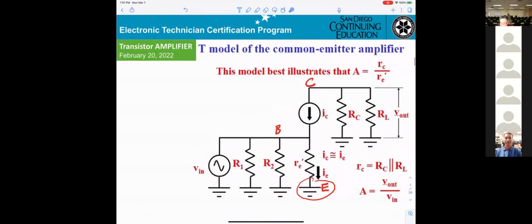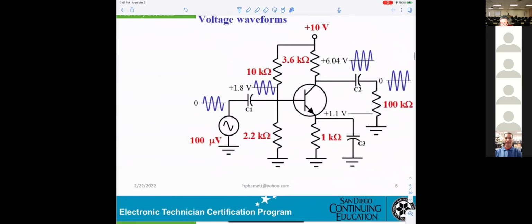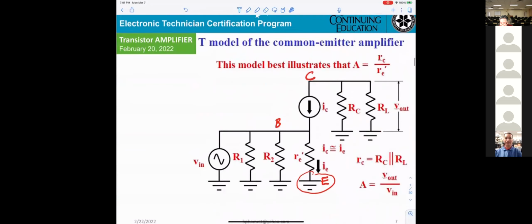At the collector, you get two resistors. One is RC, one will be the load. Okay, and this will be ground here. So that's why you can see at the collector, RC, one side collector, the other side ground. RL, one side collector, the other side ground.